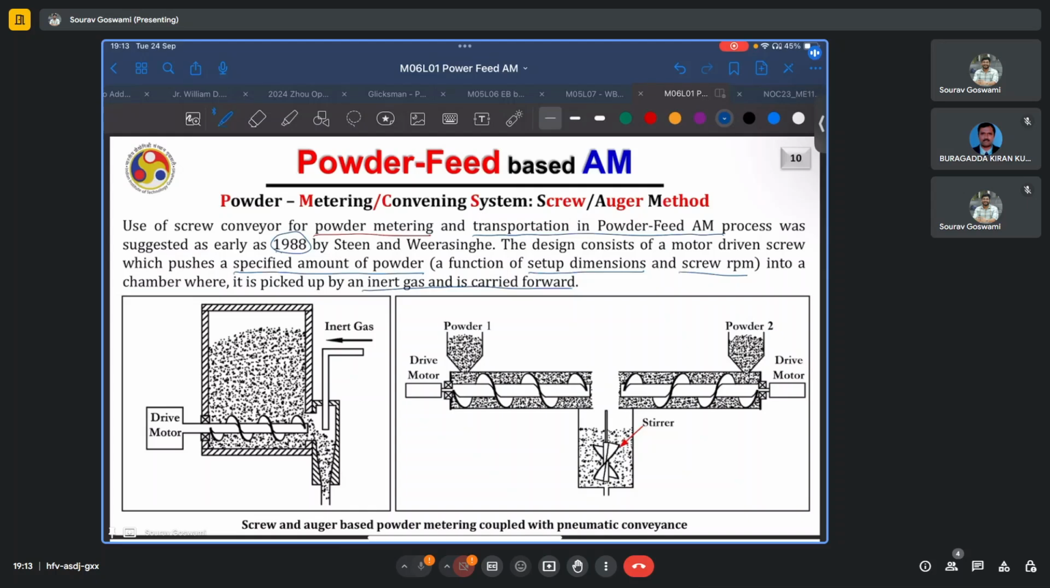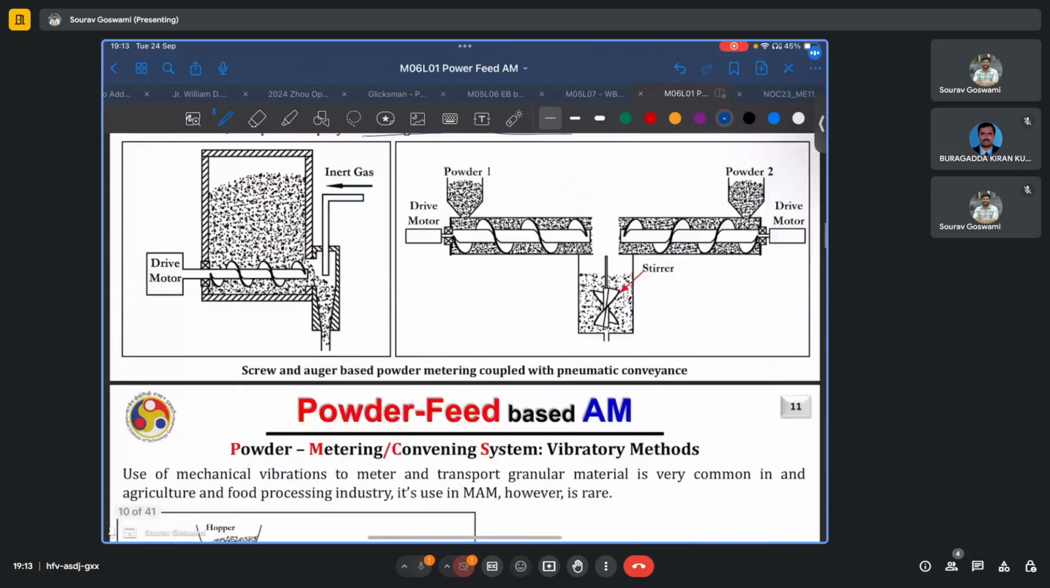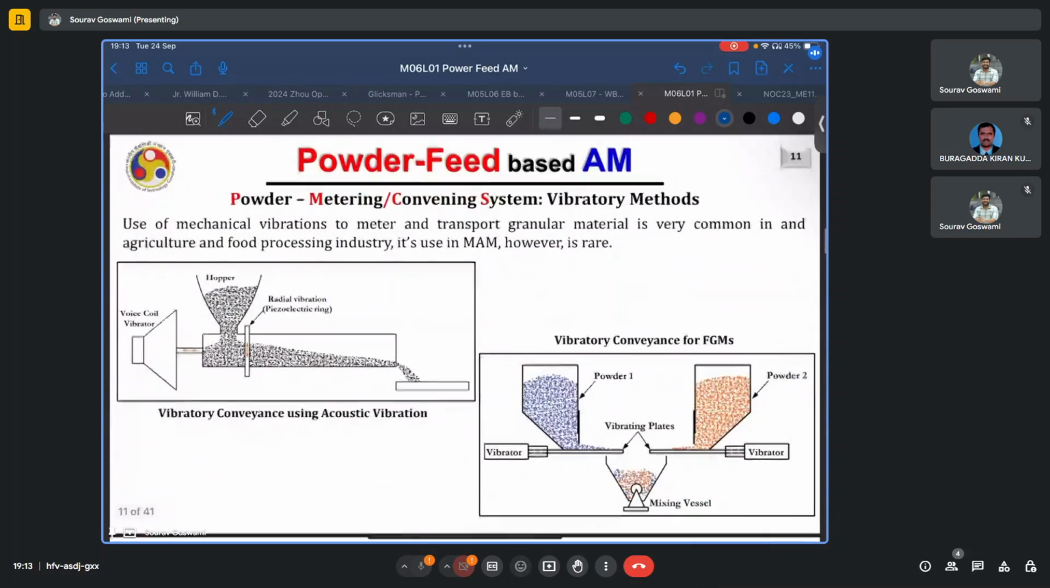Again, should you want to use multiple powders, you can have multiple such assemblies which carry the powder into a stirring chamber which produces a homogeneous or stoichiometric mixture as per your requirement. The second class of systems are based on vibratory methods, where we use mechanical vibrations to meter and transport the material. Such mechanisms are already commonly available in agriculture and food processing industries. However, they have not been extensively used in metal additive manufacturing.